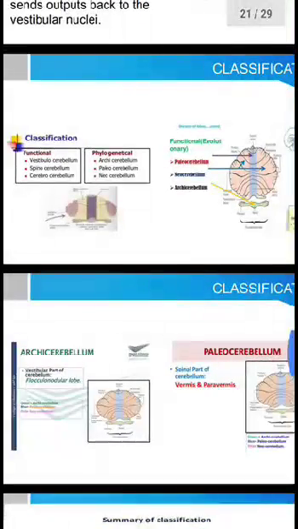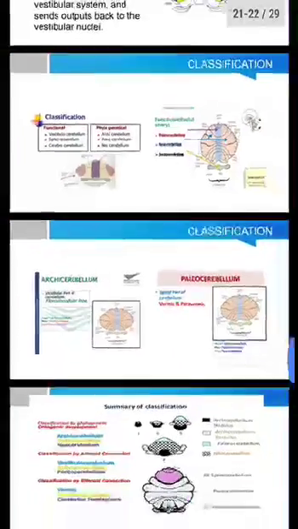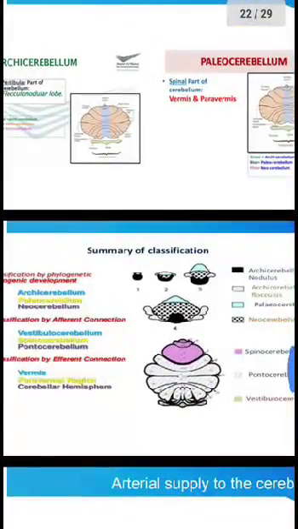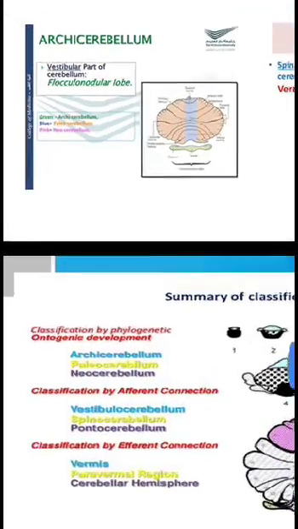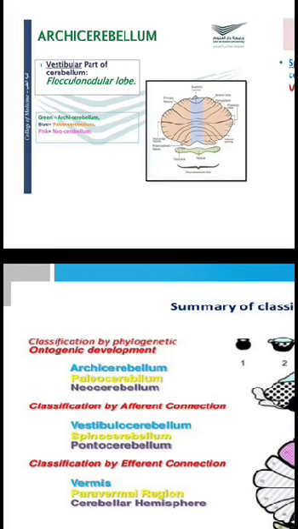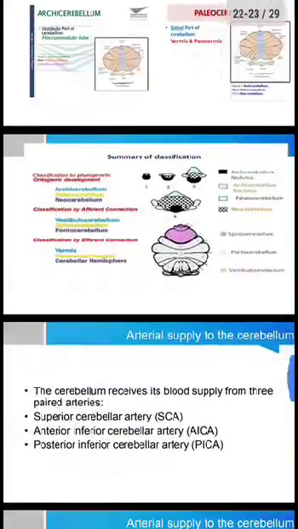So classification, functionally we can classify into vestibulocerebellum, spinocerebellum, and cerebrocerebellum. Phylogenetically we can classify it into archicerebellum, paleocerebellum, and neocerebellum. So archicerebellum is a vestibular part of the cerebellum, that is, it includes the flocculonodular lobe. Paleocerebellum is a spinal part of the cerebellum, it includes the vermis and paravermis.